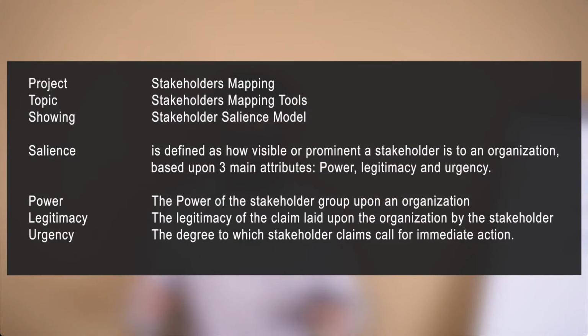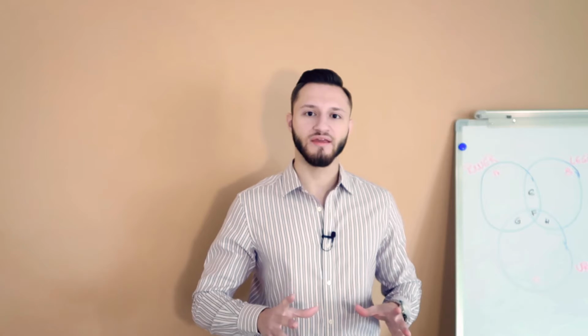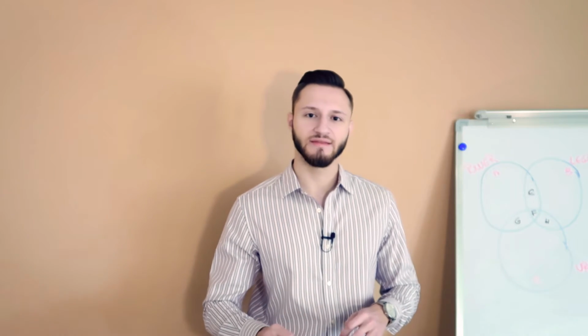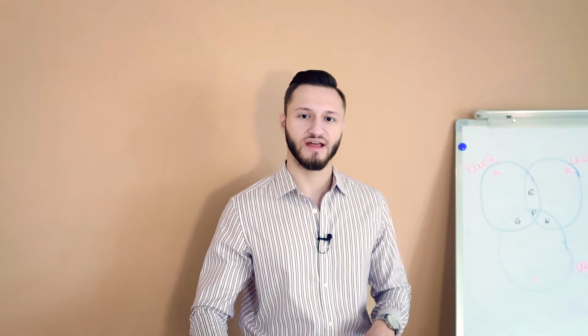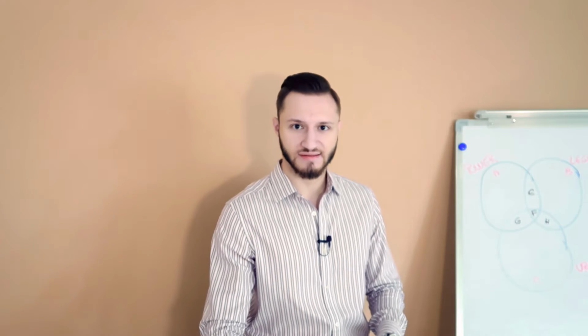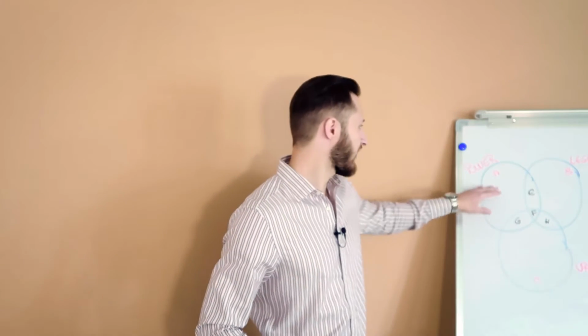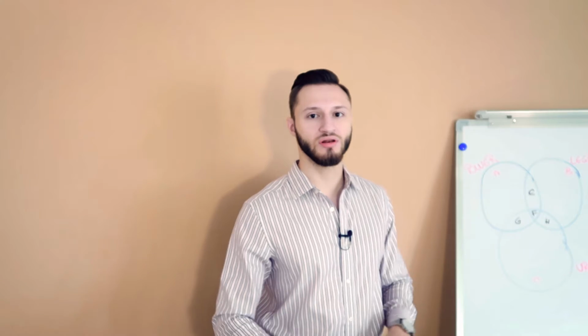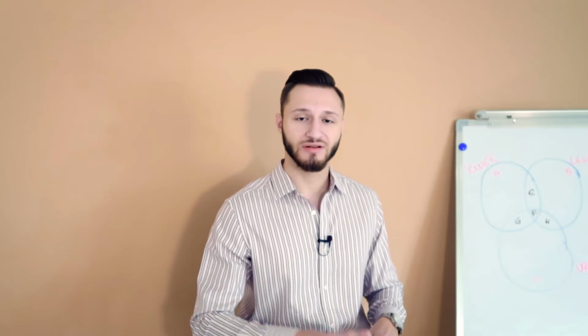The power means the power of the stakeholder groups upon an organization. The legitimacy means the legitimacy of the claim laid upon the organization by the stakeholder, and the urgency means the degree to which the stakeholder claims call for immediate action. The way this model works is by identifying the attributes that each stakeholder group possesses, and there are some groups, for example A, B, and C in this model, that only possess one attribute, and we will discuss them right now.